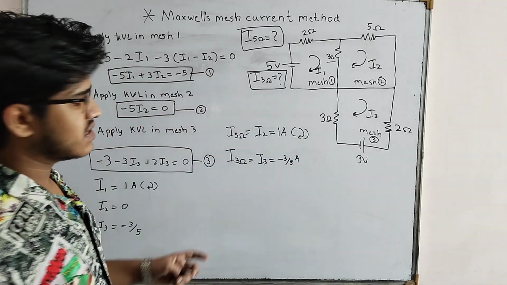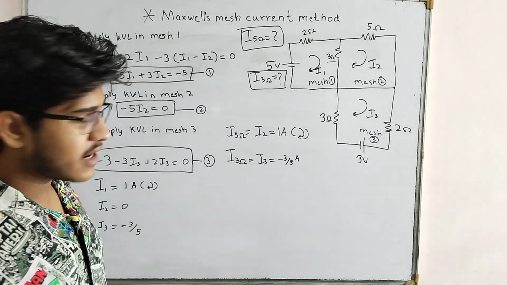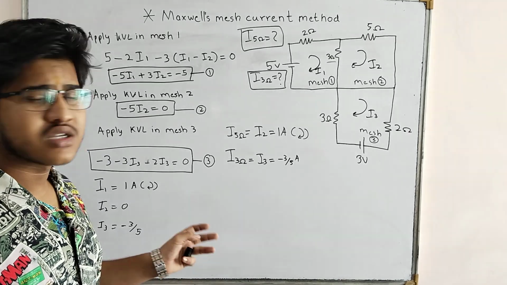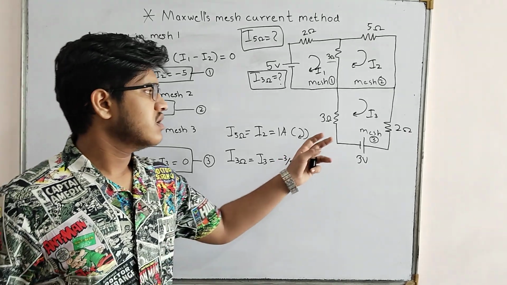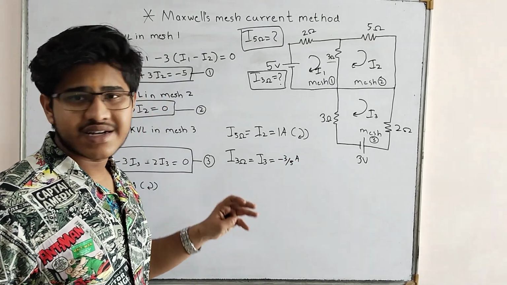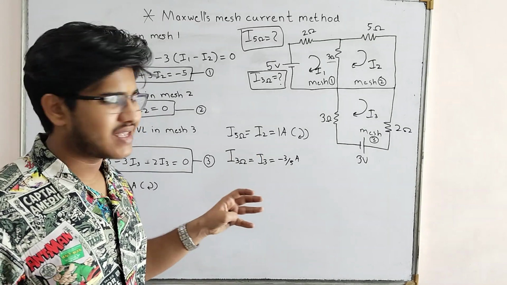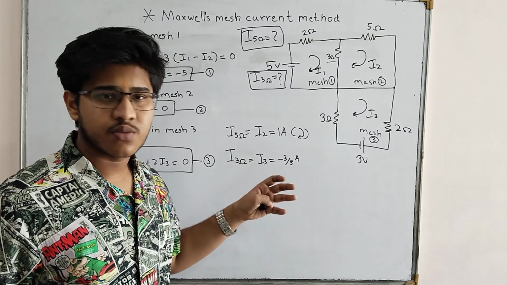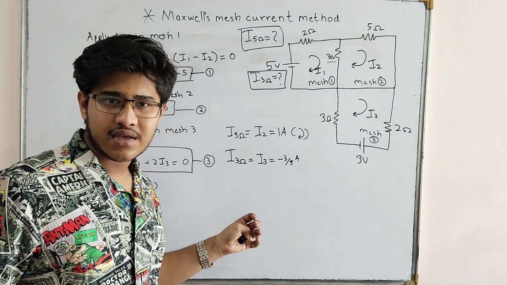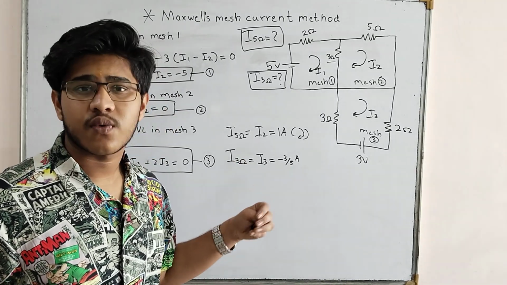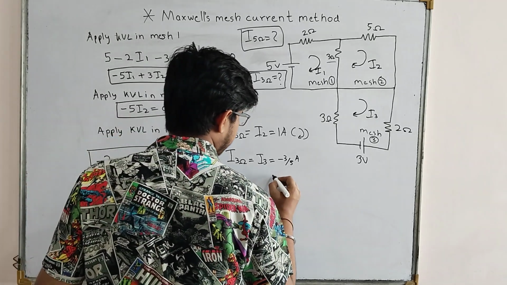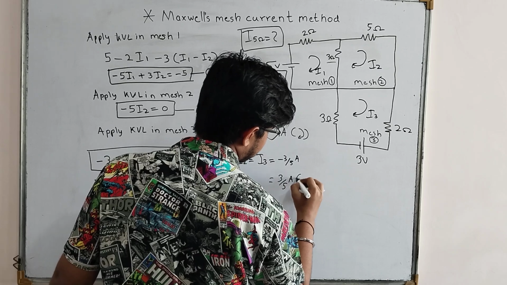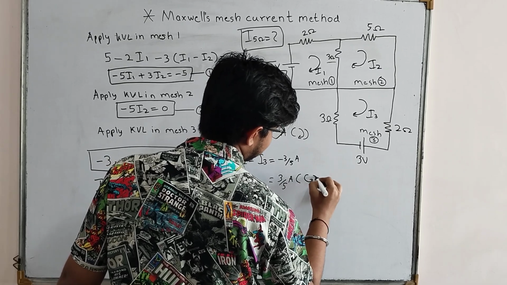Now what does this minus sign indicate? This minus sign indicates that the direction which we considered is wrong. In this question we considered current to be clockwise, so in reality current is flowing anti-clockwise. That's the only conclusion. If we had considered the current direction to be anti-clockwise, then with the minus sign the current would flow in clockwise. So in this sum we will write 3 upon 5 amps, which will flow in anti-clockwise direction.